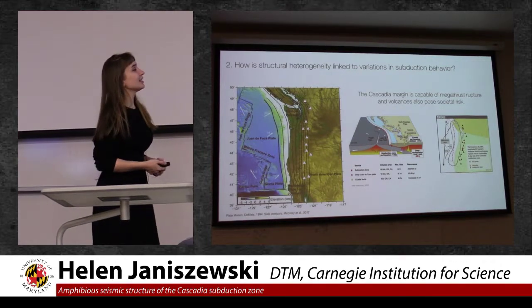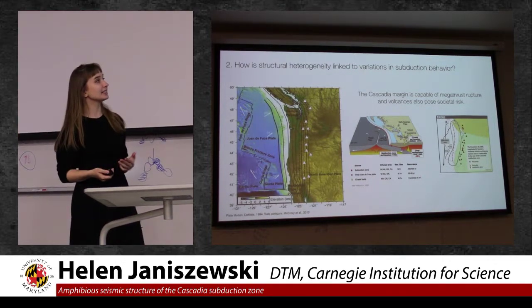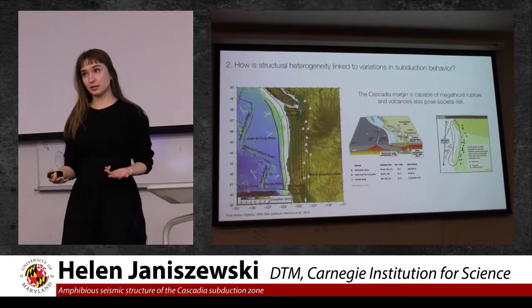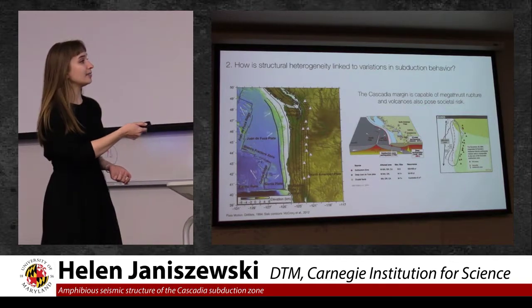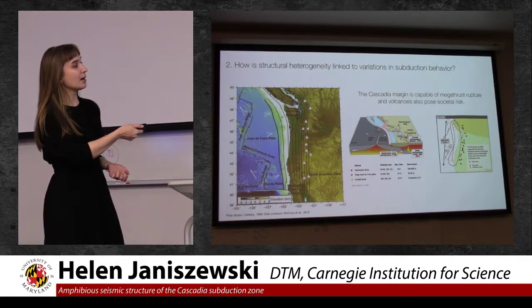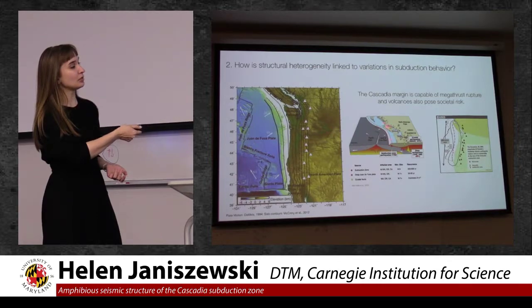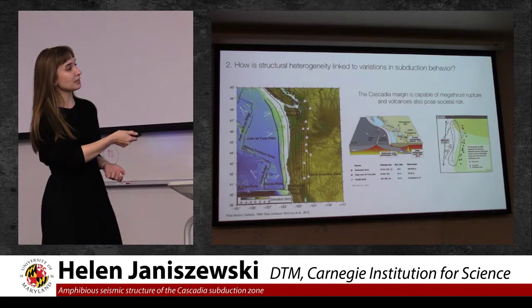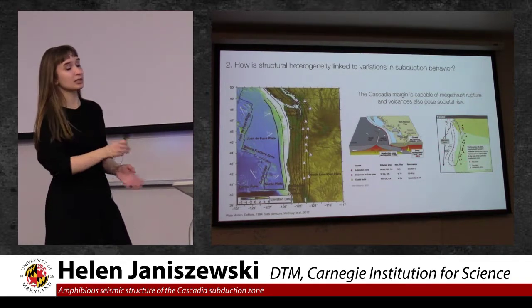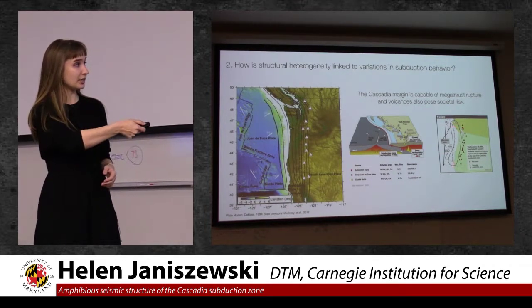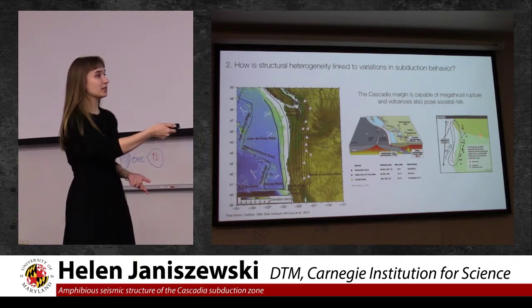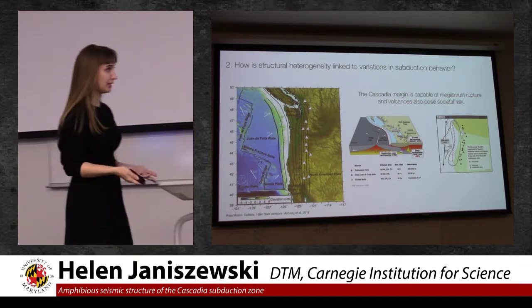The second question: how is structural heterogeneity linked to variations in subduction behavior? We know that there are hazards associated with the Cascadia margin, namely megathrust earthquakes. It's possible to have approximately a magnitude 9 earthquake rupture along the coastline here. This shows a comparison of the 2004 Sumatra earthquake slip area, which is thought to be comparable, overlaid on top of the west coast of the United States. And of course, there's a line of volcanoes onshore, so that poses societal risk.